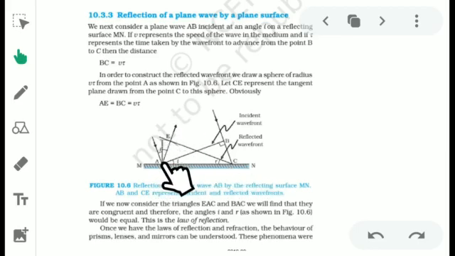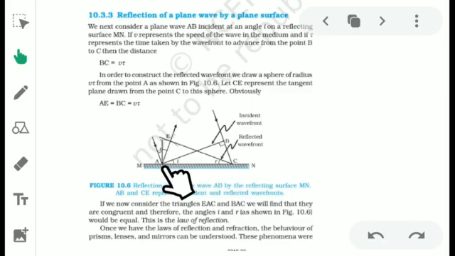We take A as origin and V tau after a time interval tau. What will be the distance? That means AE is the distance. Take AE as radius and A as center. Draw a circle. Then the tangent to this circle is the reflected wavefront. Now AB is the incident wavefront and EC is the reflected wavefront.